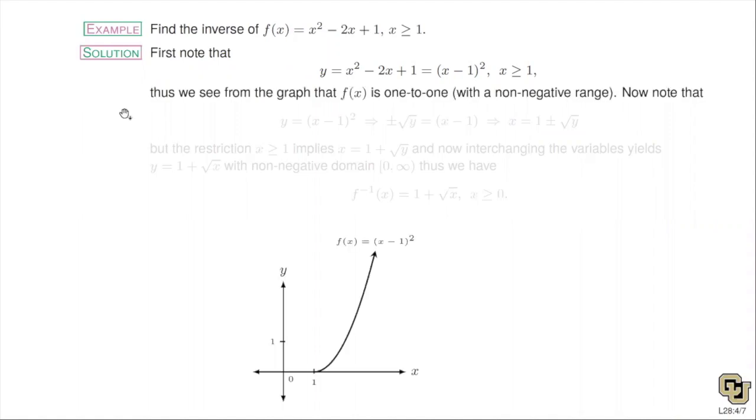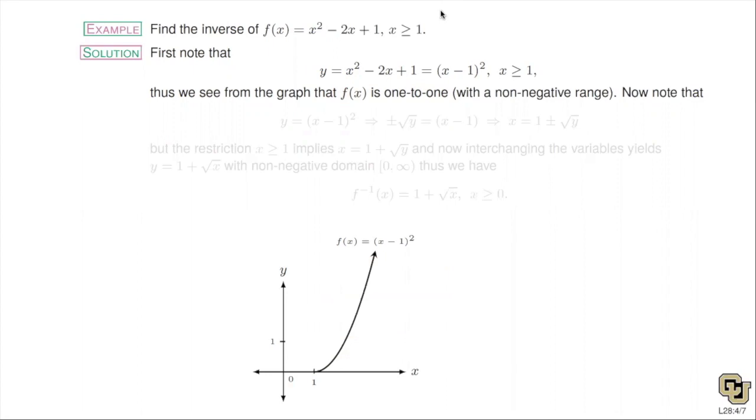So here the graph looks like the right-hand side of this parabola. Without the domain restriction, we'd have the other side of the parabola here. But with the domain restriction, we don't have that. And with the domain restriction, this parabola now passes the horizontal line test and is one-to-one. And so it does make sense to ask, what's the inverse?